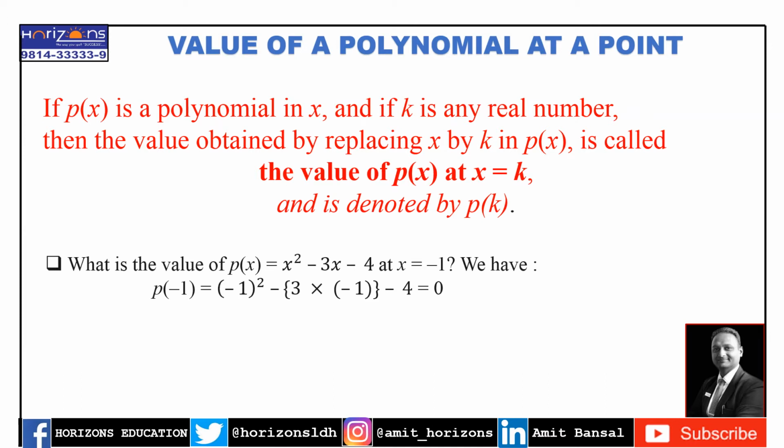What is the value of p(x) is equal to x square minus 3x minus 4 at x is equal to minus 1? What would we do? We'll simply replace x by minus 1 and solve the value obtained. So we get 0. So therefore p of minus 1 is 0, which means the value of the polynomial p(x) at x is equal to minus 1 is 0.